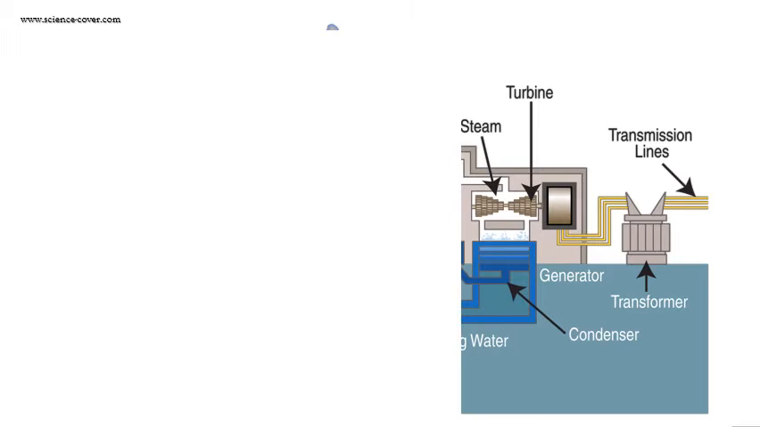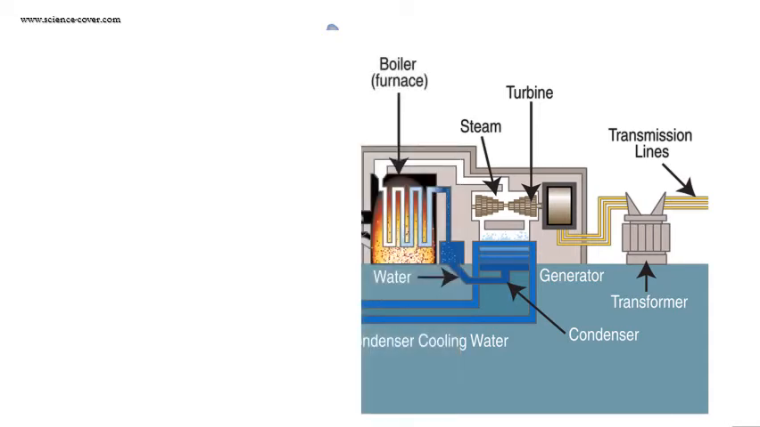To get the coil of wire to move, we require a turbine. A turbine is a blade that is rotated by steam passing over it. Now to get steam, we require a boiler. A boiler is going to heat the water, and the water is going to become steam. The steam is then going to pass over the turbine, turning the turbine and spinning the coil inside the generator.